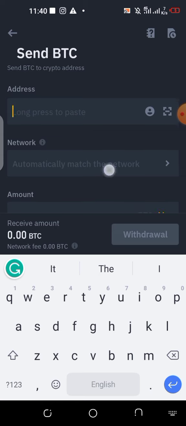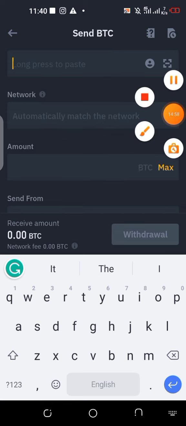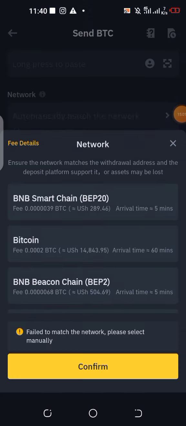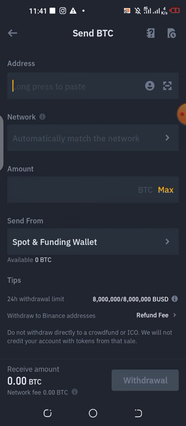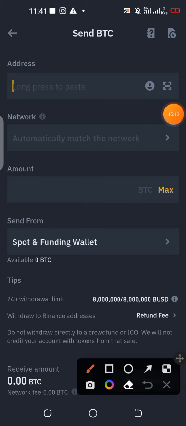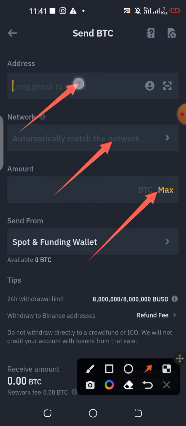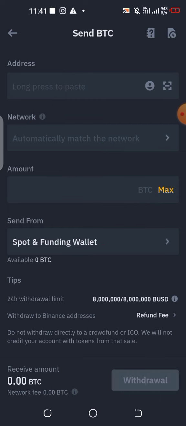When you put the address here, for the network you choose BTC. For the amount, you press max, all the BTC that you have in your wallet, as you can see here. The whole BTC you want to sell. The network is selected from here, and the address you put here is the one you copied from Luno. It will be sent from spot and funding wallet, available now 0 BTC.